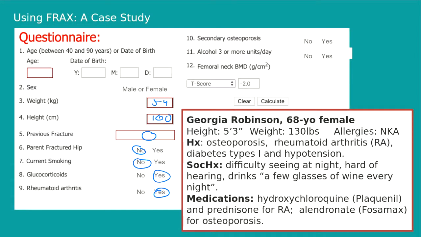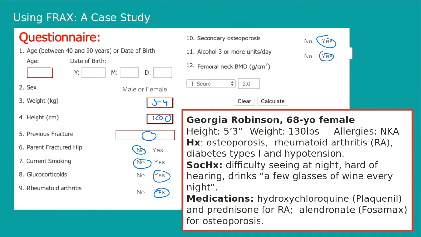And then on the top right, we have 10, 11, 12. Oh, osteoporosis. Yes, she has, because she's taking Fosamax. Alcohol, 3 or more. A few glasses of wine. And her score is 3. No, that's a T-score. I just put that in. That's a -2. That's done by a medical test.